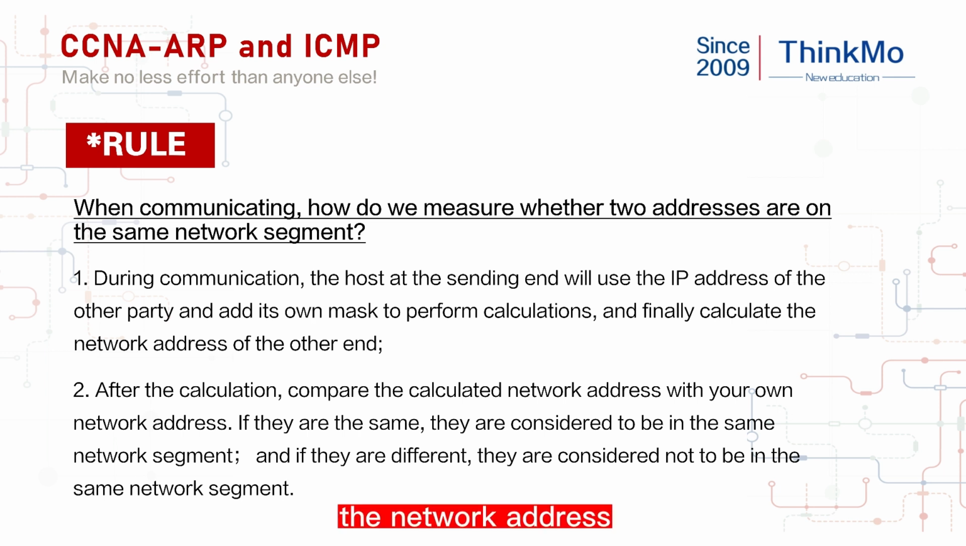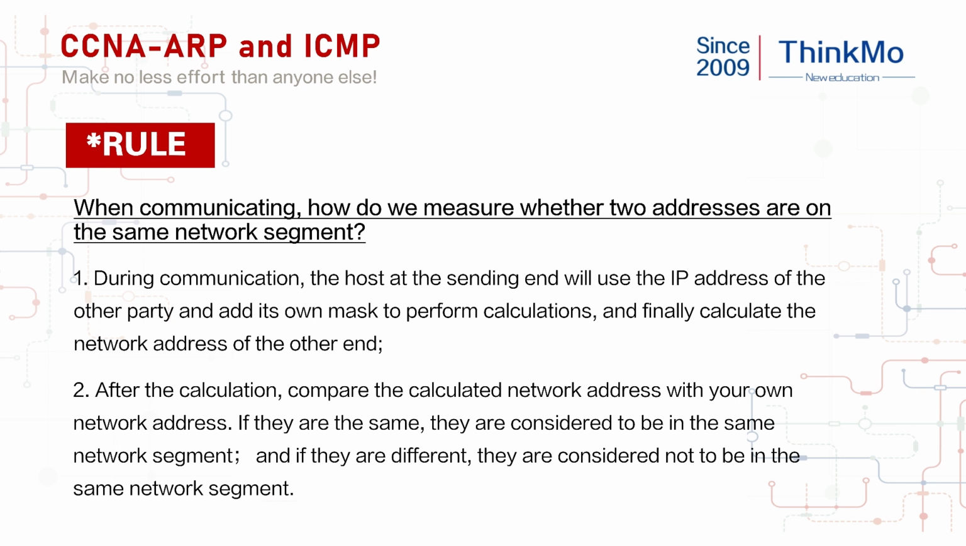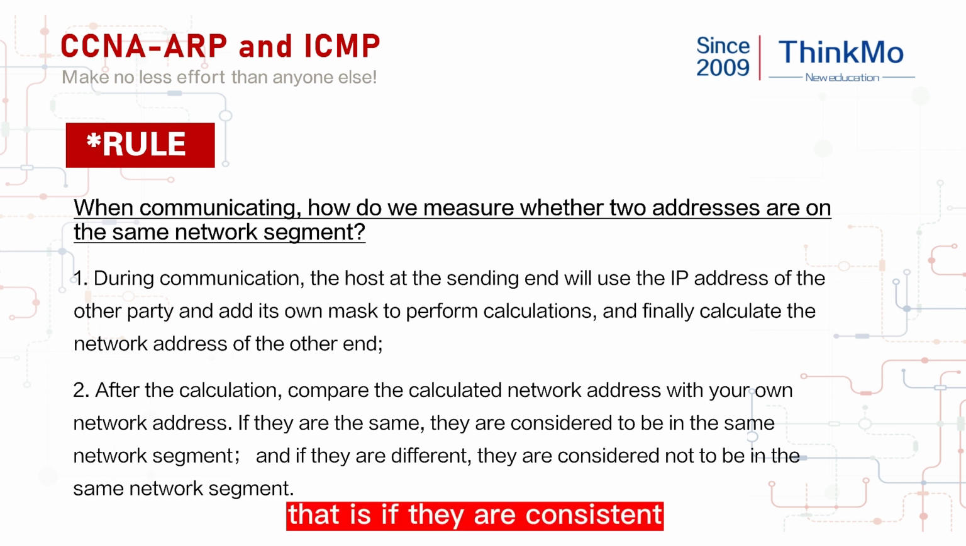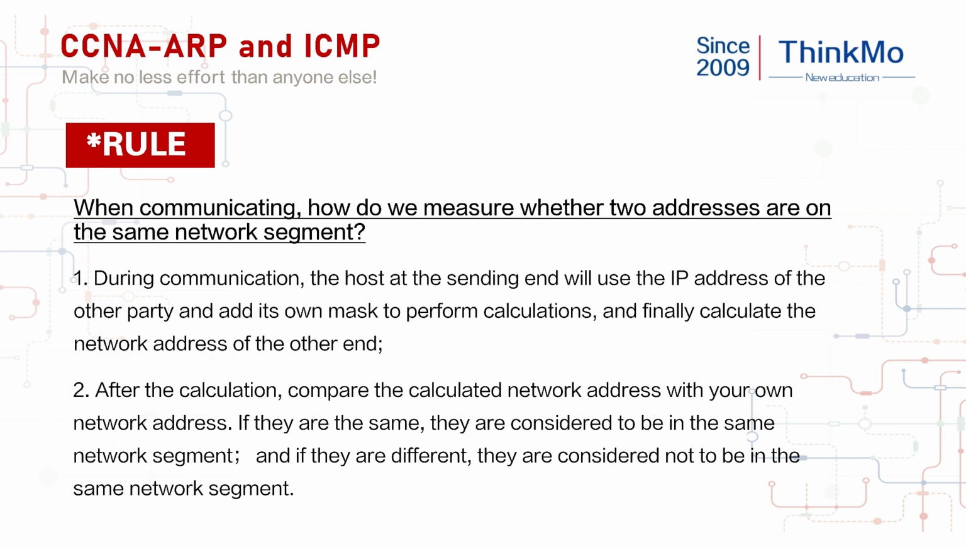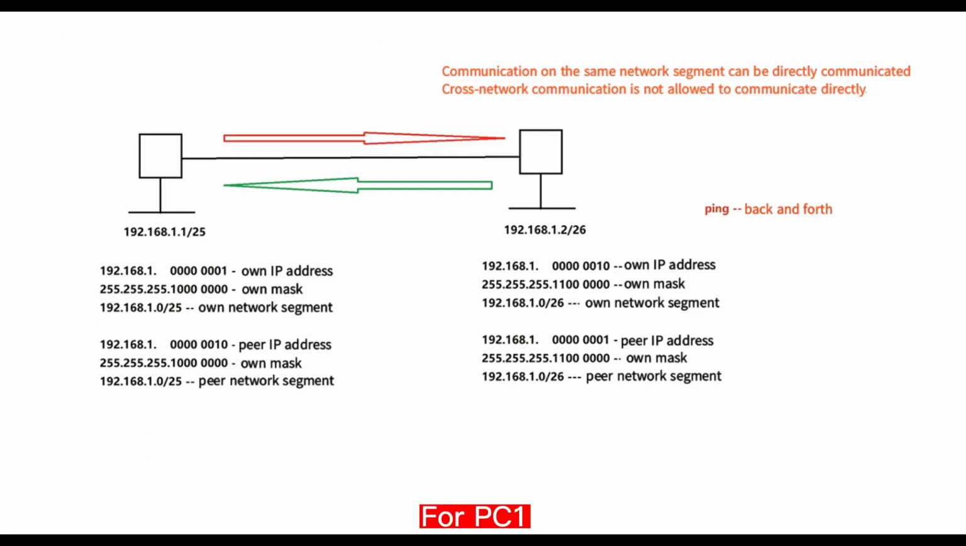The network address. After calculation, compare the peer network segment with your own network segment. If consistent, then the message will be sent. That is, if they are consistent, they are considered to be on the same network segment. For PC1, if we do the calculation now, what is its address? Let's calculate.